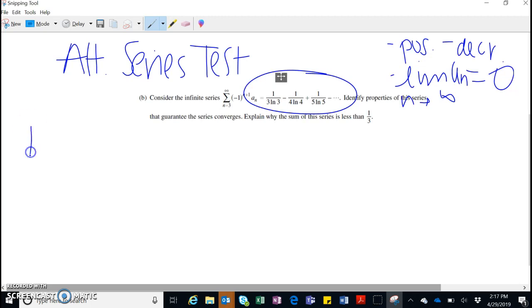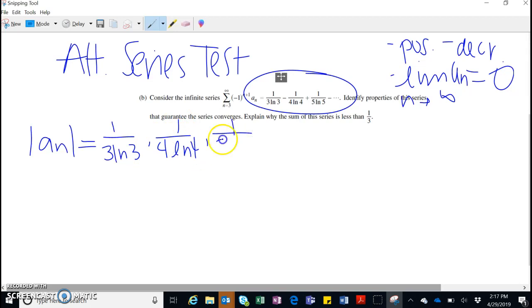And if I just look at those terms, the positive terms of this, I've got 1 over 3 log 3, 1 over 4 log 4, 1 over 5 log 5, and I can see here for sure that my terms are positive. And I can also capture that the denominators are growing in size, which means the fractions are decreasing in size. So I got my first two items marked off the list. Sometimes you'll see that they say the absolute value of our sequence is positive and decreasing and goes to 0. What I want to show now is the goes to 0 part.